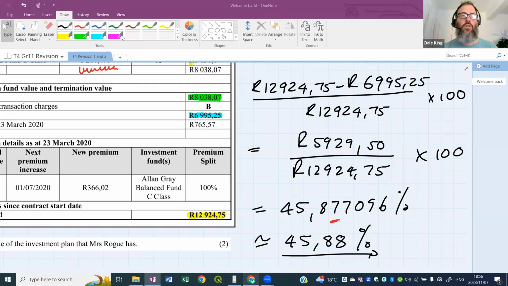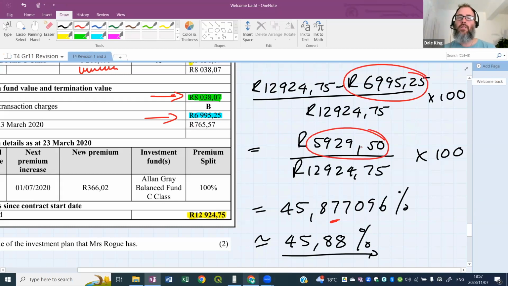So we originally used the 8,000 here, but that didn't give us a big enough drop. So then we changed it to this value here. Of course, that makes sense because when you terminate, you have to pay fees. And actually, that's what you're going to have to get out, 6,995. So we put that value in over here. Yes, this drop is big enough because this drop gives us 45,88%.